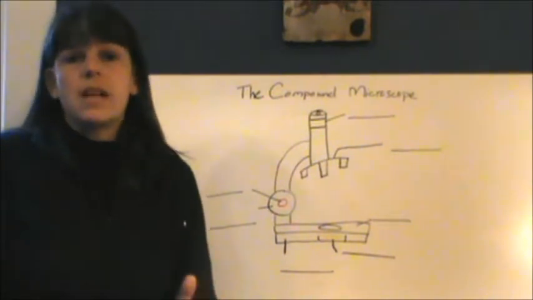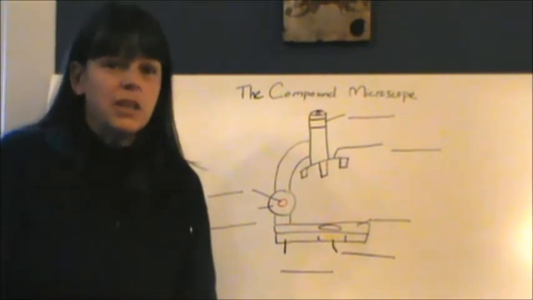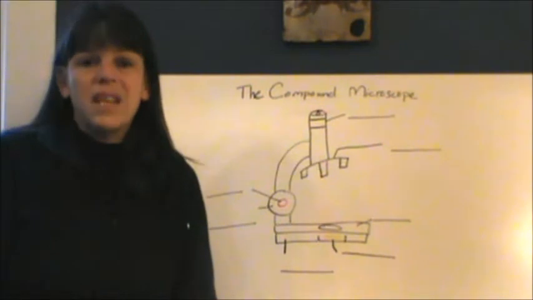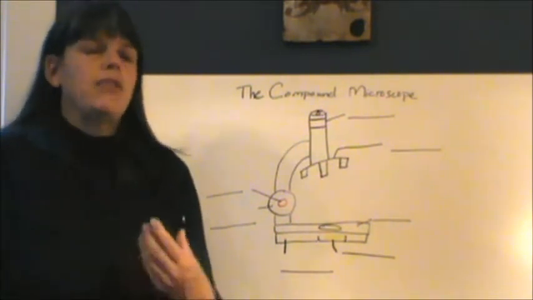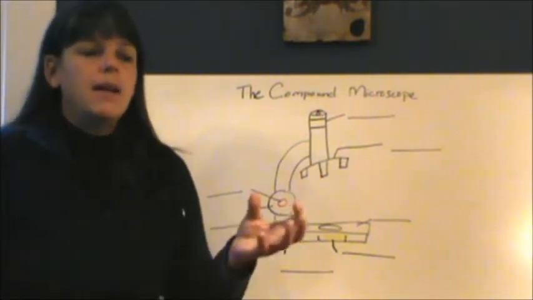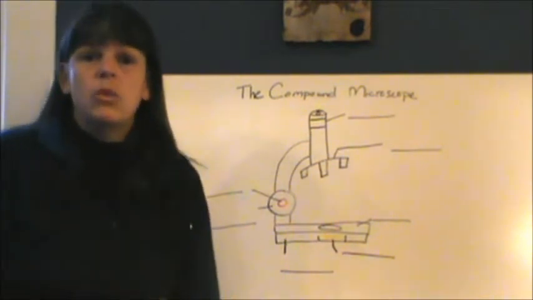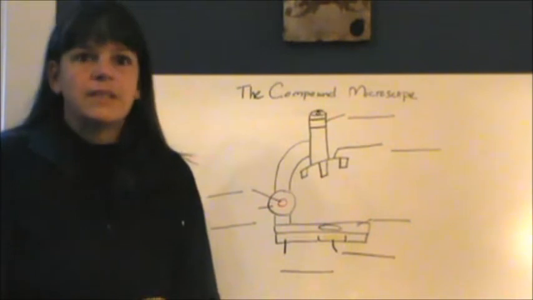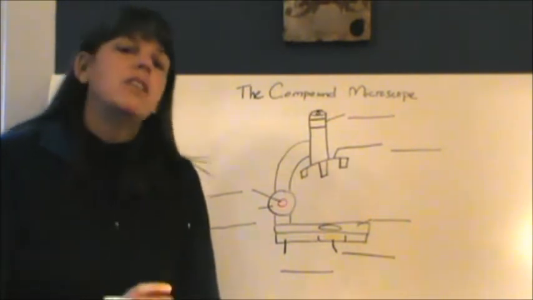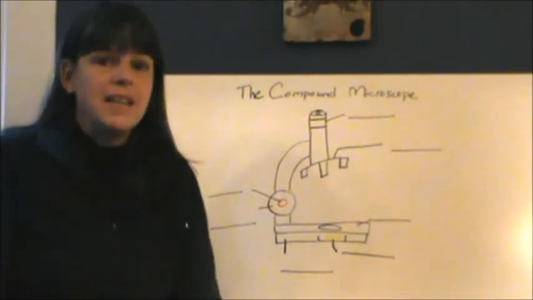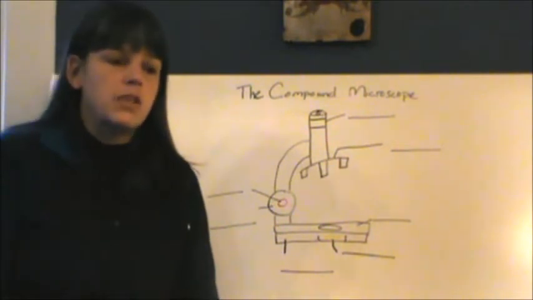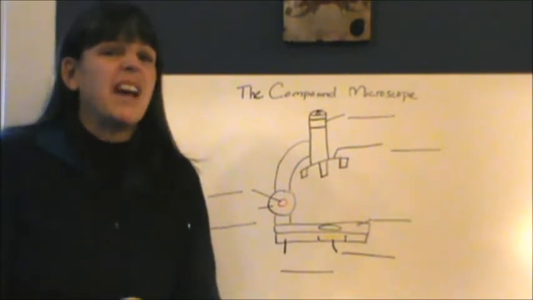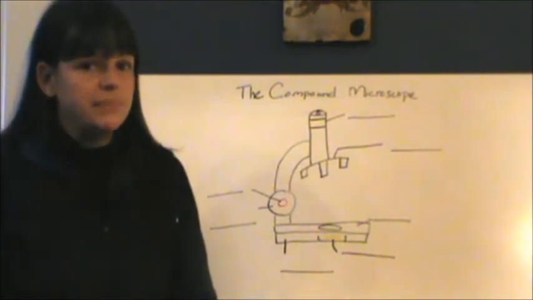Cells can range in size from as small as 1 micrometer, which is 1/1,000,000th of a meter. Now if you think about that, in 1 centimeter you could put 10,000 micrometers. So that's just how teeny this is. And the cells that are that teeny are cells such as bacterial cells, because bacteria have teeny little cells.